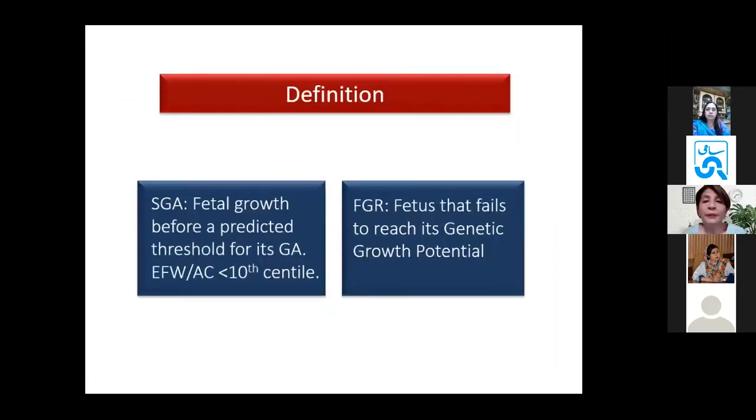So in terms of definition, there are 2 definitions that we are working with. One is called fetal growth restriction, where the fetus has failed to reach its own genetic growth potential. Another definition, which is used synonymously, is small for gestational age, which means that the fetal growth is below a predicted threshold for a gestational period, which is commonly taken as estimated fetal weight or abdominal circumference less than 10th centile.